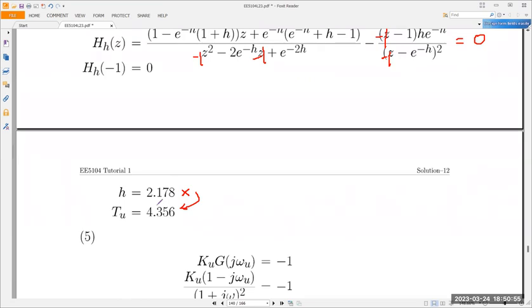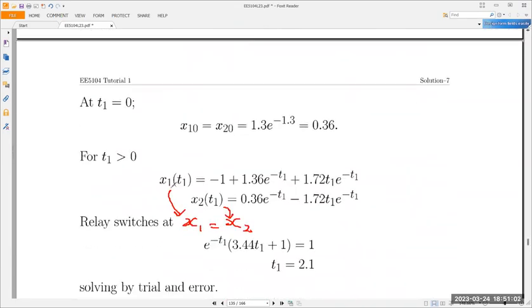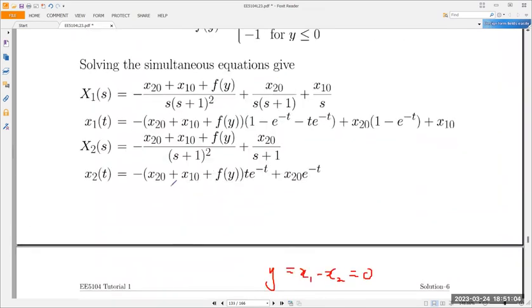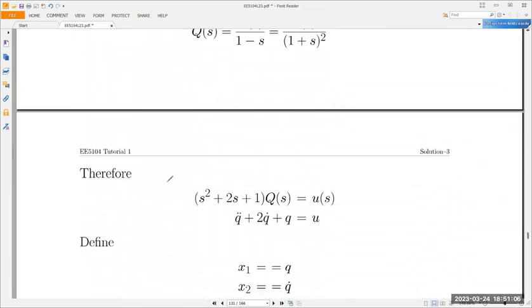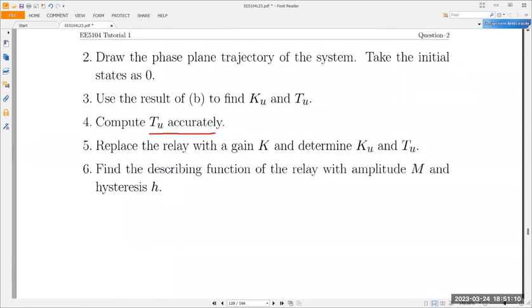All right, question 5. You get sustained oscillation if you stick in a relay. Traditionally, before they discovered that the relay can give this sustained oscillation, they actually put in a proportional gain. So replace the relay with a gain and find Ku and Tu, which means don't use a relay, use a gain.